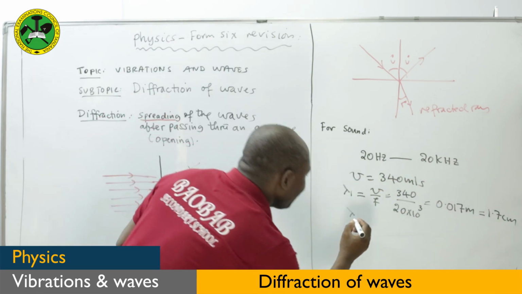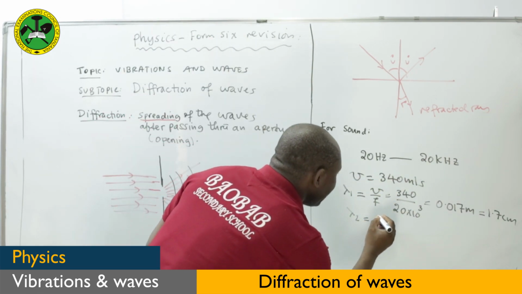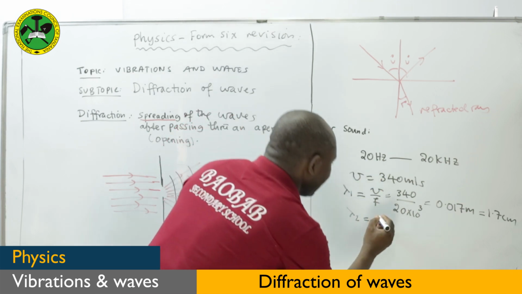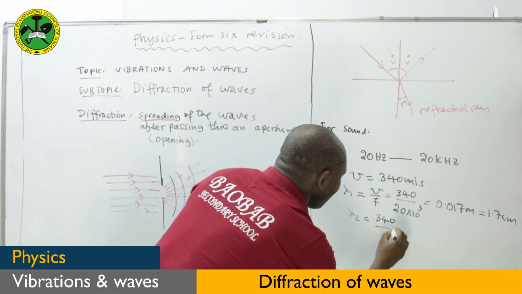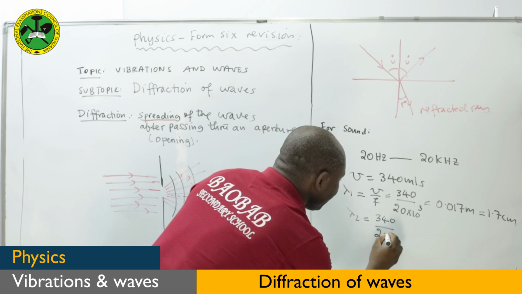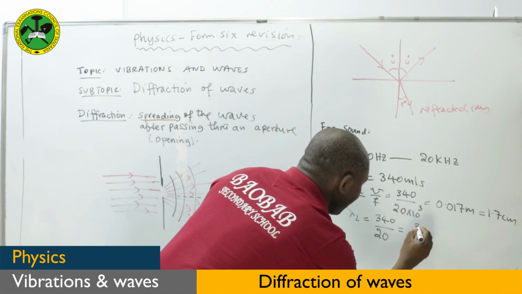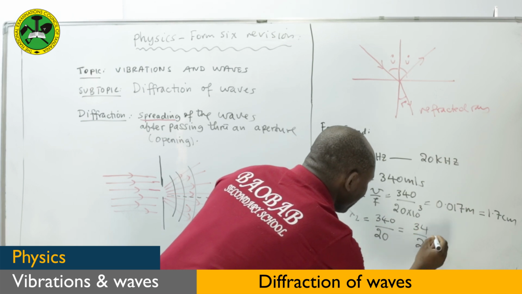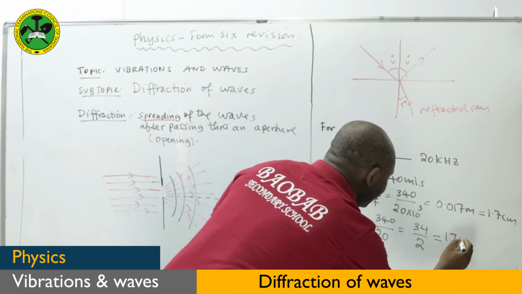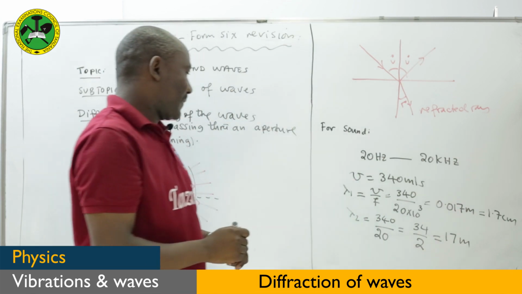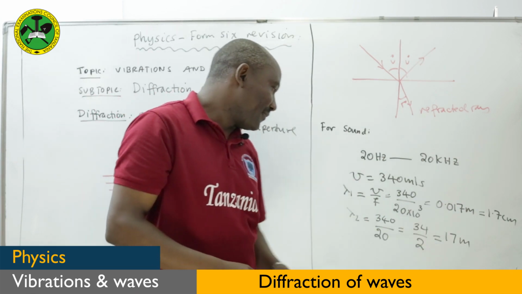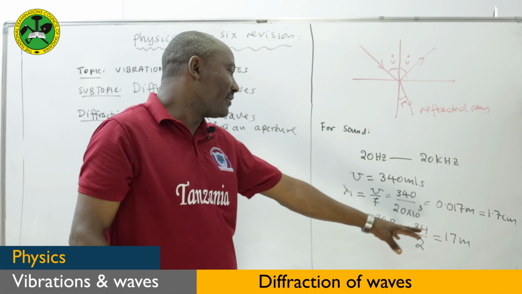So the maximum, lambda 2, is given by 340 over the lowest frequency, which gives us 34 over 2, that is 17 meter. That is the maximum. This is the maximum wavelength for sound.